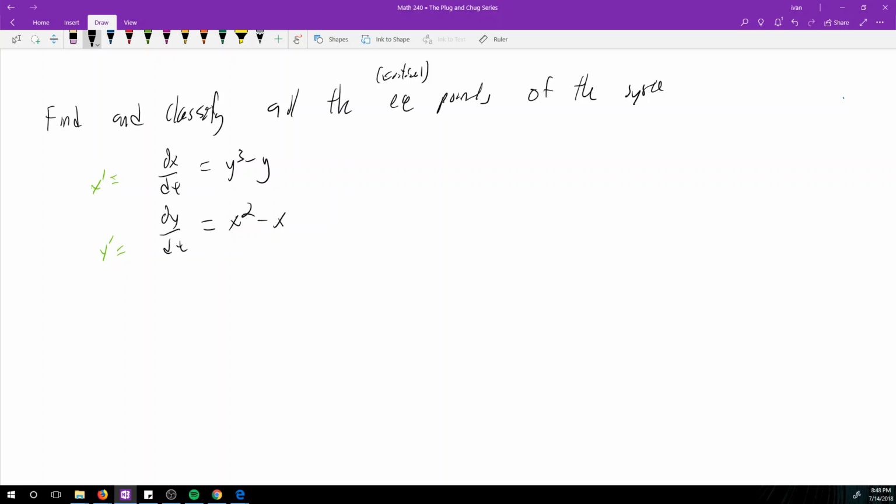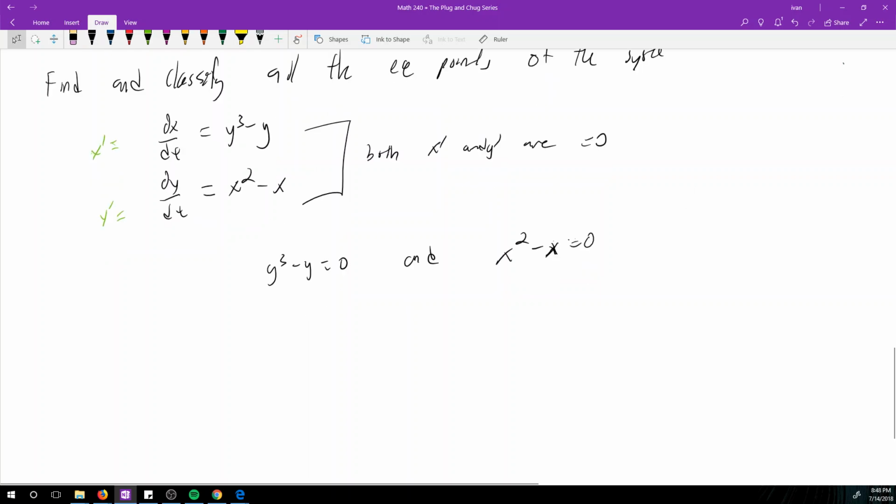This is kind of like math 114. So what happens is I have to find points where both these guys are 0. Both x prime and y prime are equal to 0. So what I have to do then is I have to say y cubed minus y is equal to 0, and x squared minus x is equal to 0. So how many of these points are there? Well, y cubed minus y is just y times y squared minus 1 is equal to 0. And then this guy is x times x minus 1 is equal to 0.